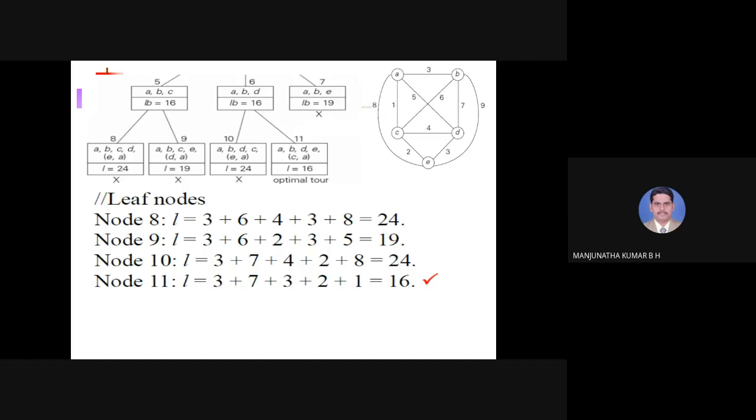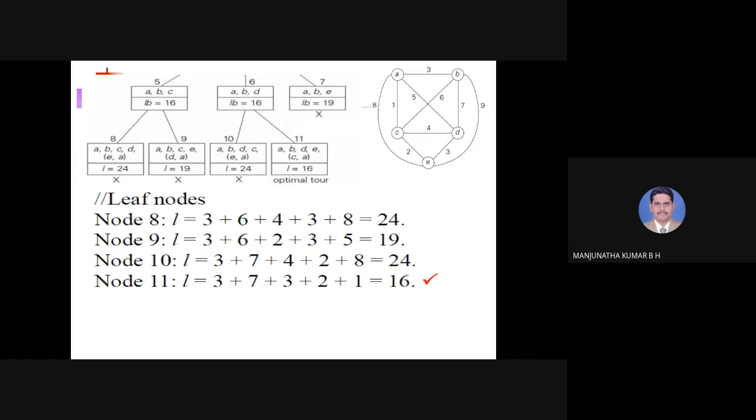How is it 19? A to B cost is 3. Next, B to C, cost is 6. C to E, cost is 2. And E to D cost is 3. And again, D to A, cost is 5. So the total sum is equal to 19. Okay, so now node 10 and node 11, how the values are 24 and 16, same explanation.